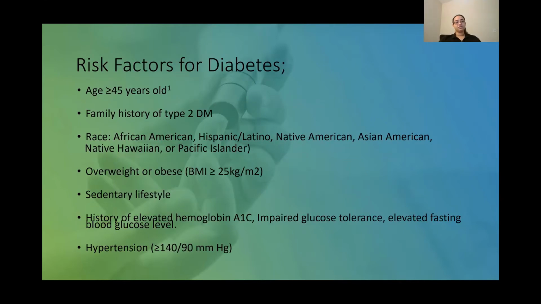Risk factors for diabetes include age of 45 years or older, a family history of type 2 diabetes, certain races, which include African American, Hispanic or Latino, Native American, Asian American, Native Hawaiian or Pacific Islander, being obese or overweight, which means a BMI of 25 or more, a sedentary lifestyle, a history of elevated A1C or impaired glucose tolerance or elevated fasting blood glucose level, and a blood pressure of 140/90 or above.